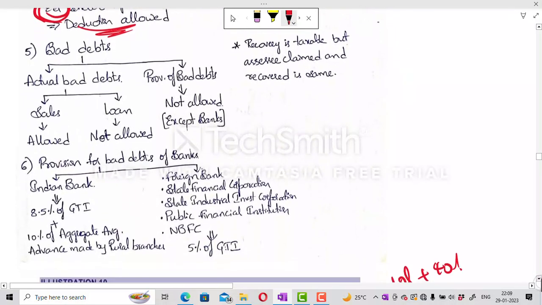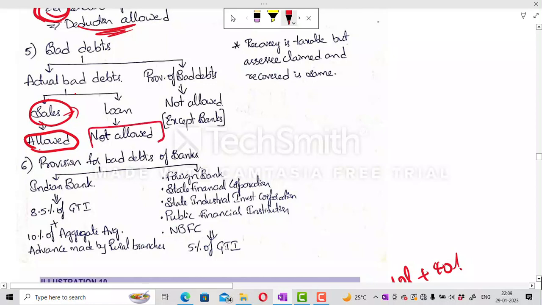What if we have bad debts? If actual bad debts we have incurred for sales, then we can take the deduction of that bad debt. We need not prove that we have incurred bad debts, we can simply take the deduction. But if we have given some loan and it is not repaid, it is not related to sales, we have given it separately, then such expense cannot be allowed.